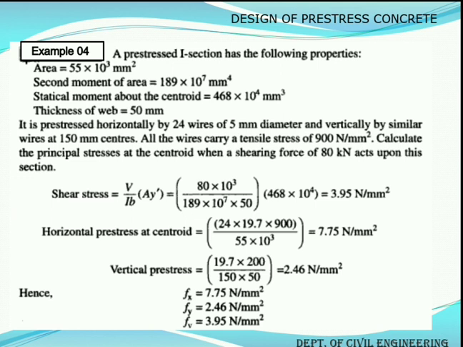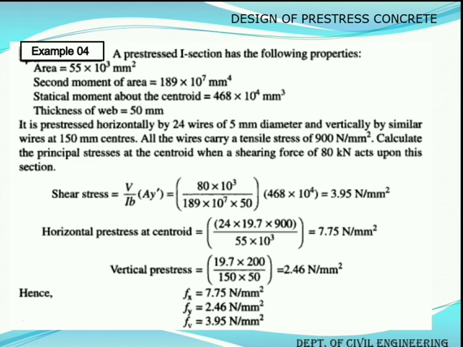Further, the horizontal pre-stress at the centroid is obtained by 24 wires, 19.7 is the area of a 5 mm diameter bar, into 900, which is the tensile strength in each wire, divided by the area of the section, which is 55 into 10 raised to 3 mm square. Hence, we get the horizontal pre-stress as 7.75.